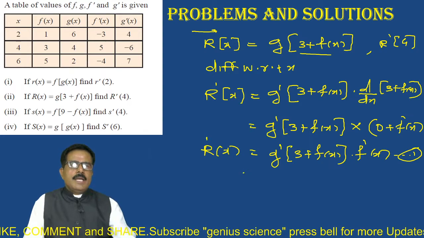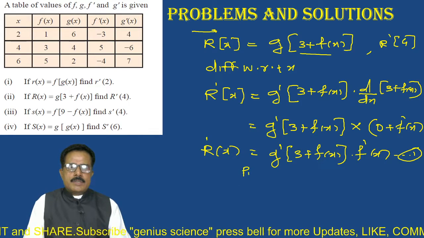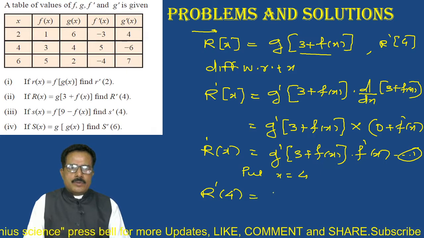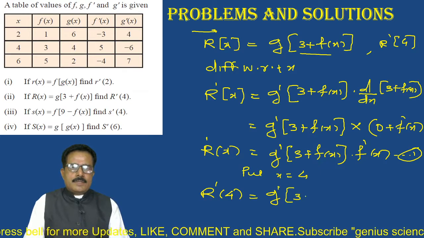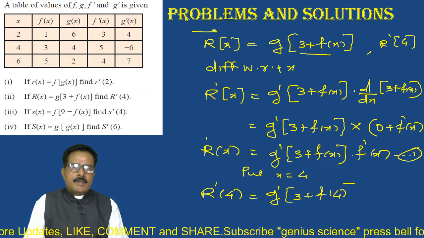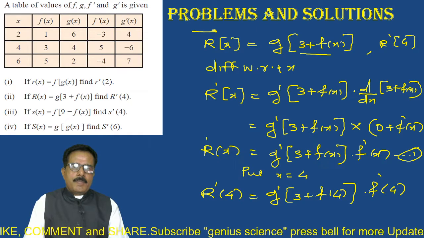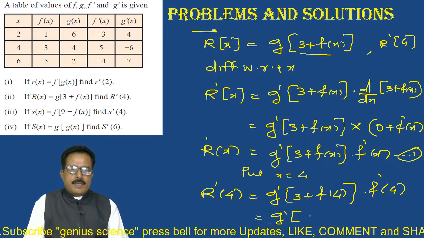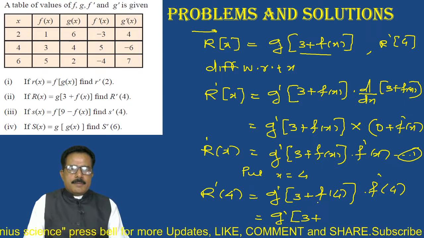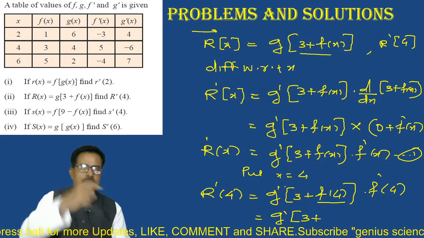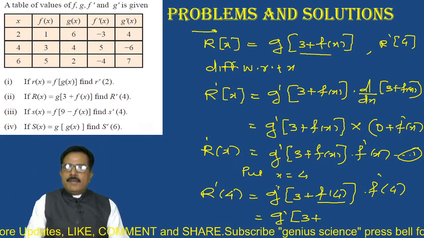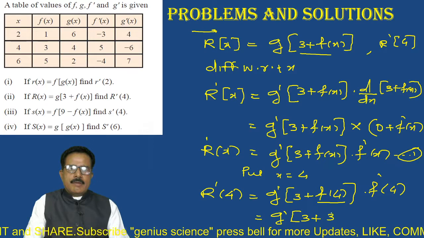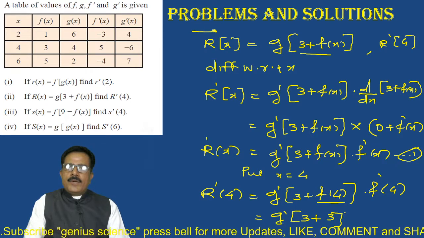Now we have to find R dash of 4. Therefore, put x equals 4. Therefore, R dash of 4 equals g dash of 3 plus f of 4 into f dash of 4. According to the given table, put the values: f of 4 is 3, and f dash of 4 is 5.